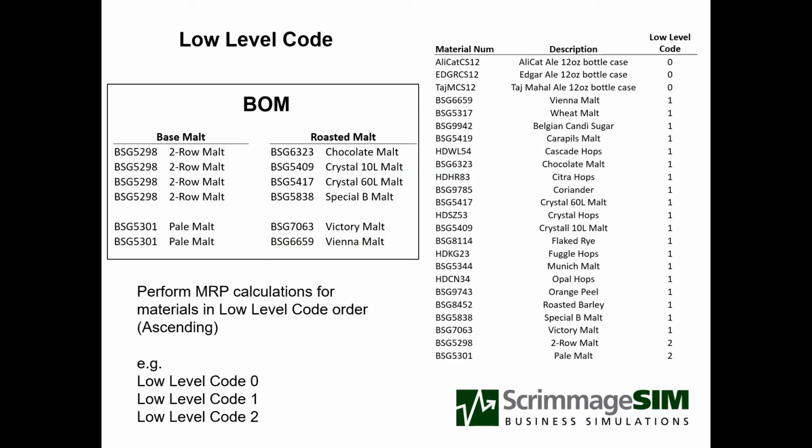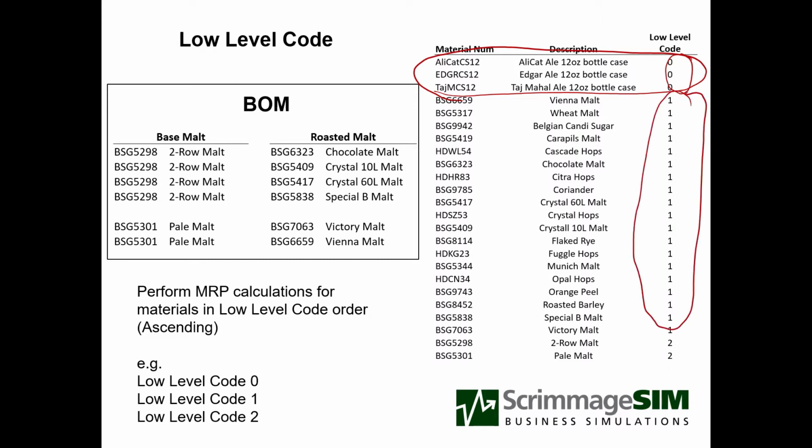In MRP, this is managed using what's called the low-level code. Looking at the bill of materials, we realize that first we need to figure out what finished products we're going to produce. Those are given low-level code 0, which means they are the first materials that are calculated in the MRP process. Next, many of the ingredients that go into the beer are given low-level code 1. The MRP calculations for these materials can be done once we've calculated the requirements for the finished products.